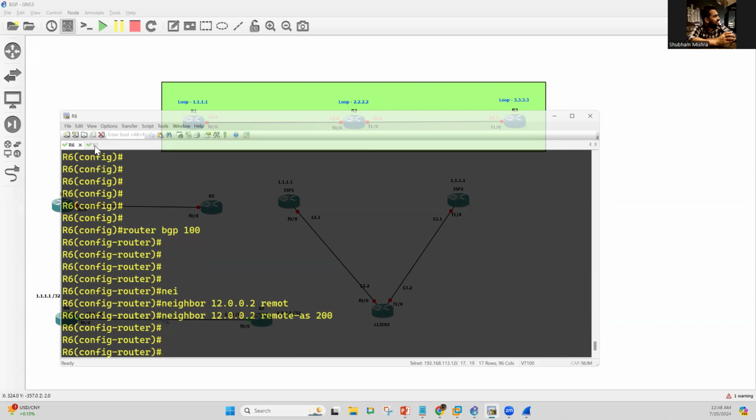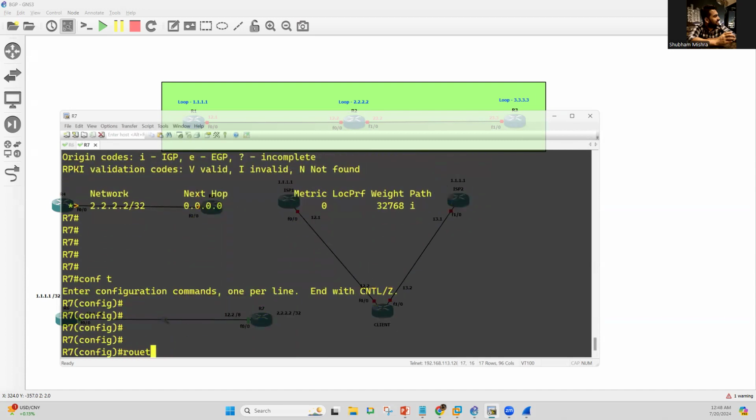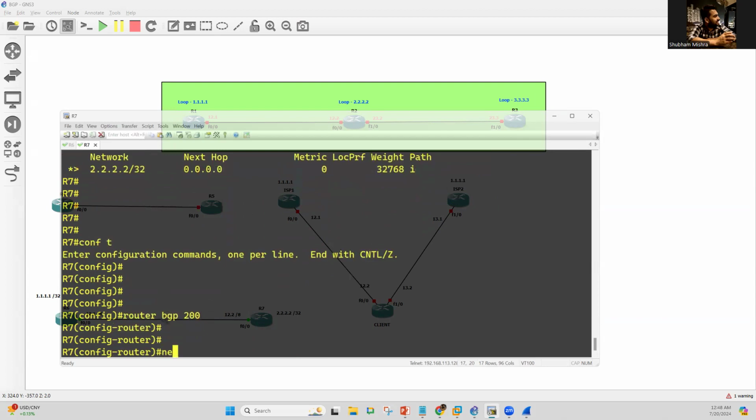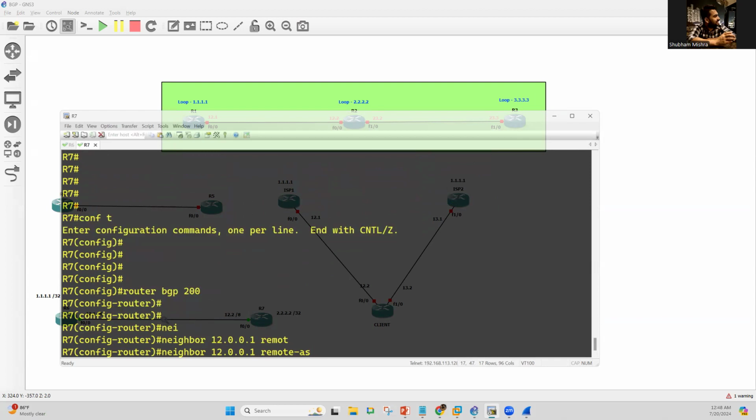Same command I have to run on R7. See here, conf t. Here we are running router BGP 200. After that, neighbor. I want to establish a neighborship here with 12.0.0.1. After that, I have to write remote-as. What is the AS number on R6? 100.